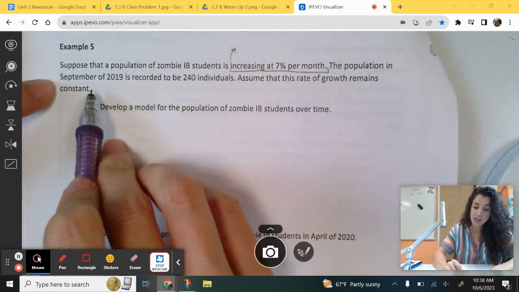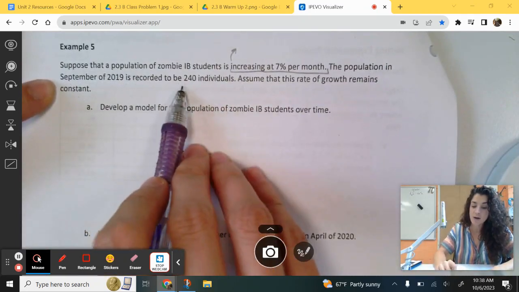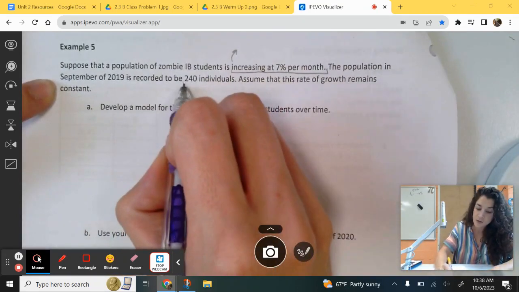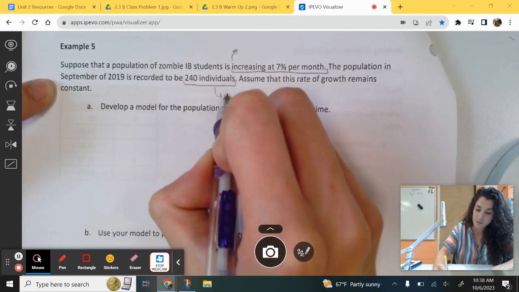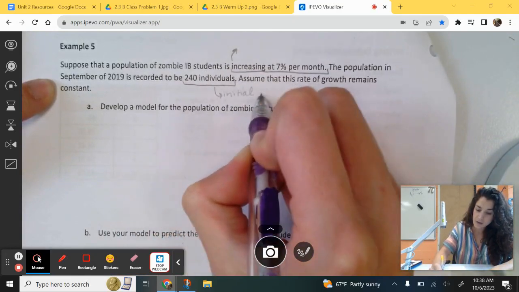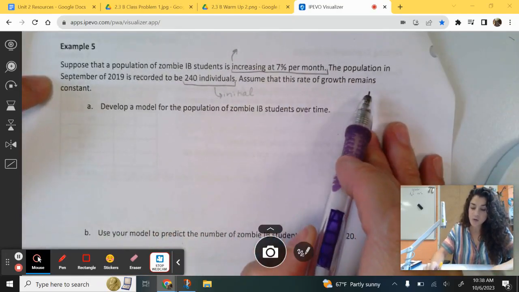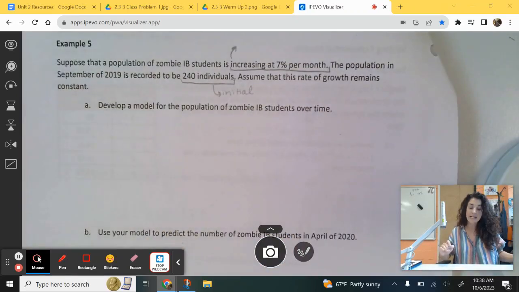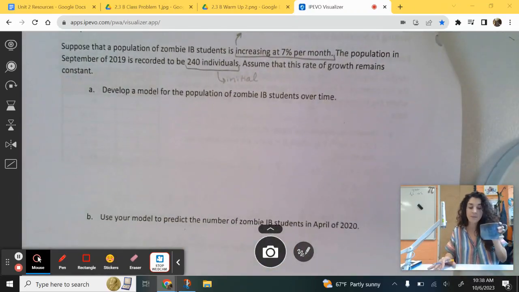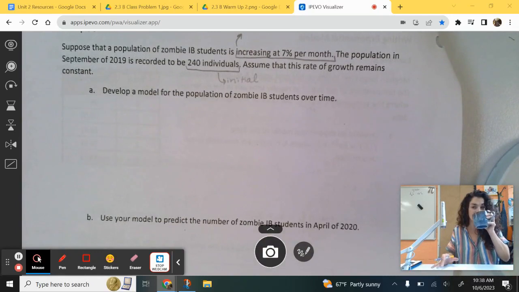The population in September of 2019 is recorded to be about 240 individuals. So that's our initial. Assume that this rate of growth remains constant. So we want to develop a model for this population.